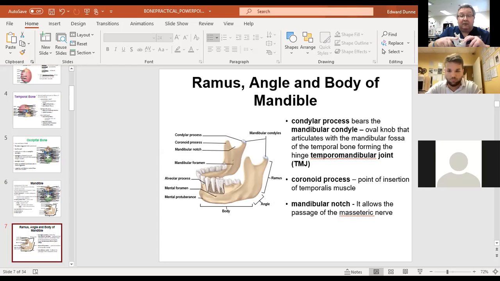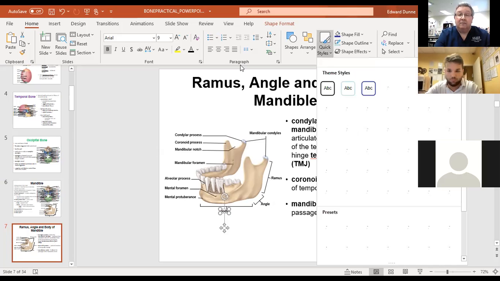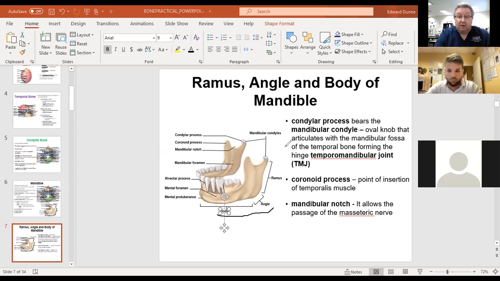The little hook area here is the mandibular notch. A nerve actually comes through that area. And the other part that you will need to know on the mandible is the coronoid process. So basically on the mandible, you'll need to know this area here: the body, the angle, the ramus, the mandibular condyle, the coronoid process, and the mandibular notch. So those are the parts of the mandible that you will need to know. And of course, the mandible itself.